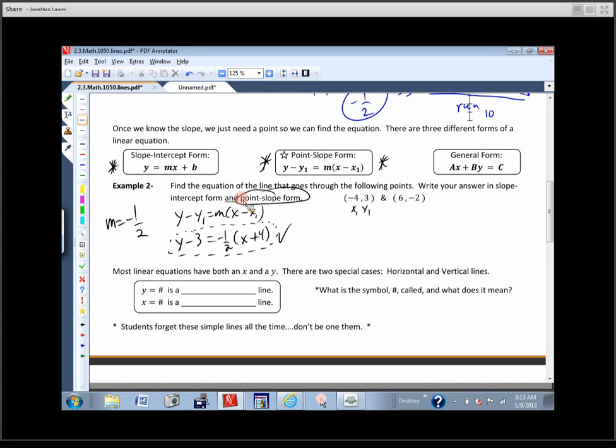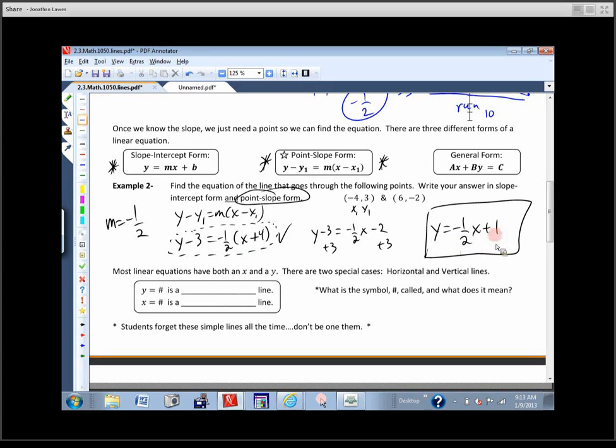So this would be y minus 3 equals -1/2x, and -1/2 times 4 is, let's see, -2. And then all I need to do is move the 3 over to the other side. So I get y equals negative 1/2 x, and then plus 1, and that's the other answer. So point slope form here, slope intercept form here.